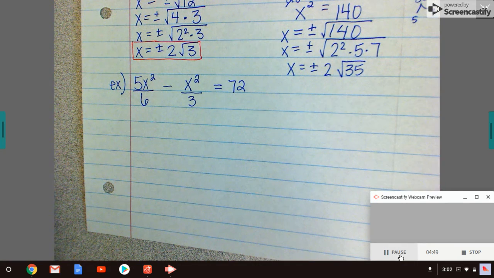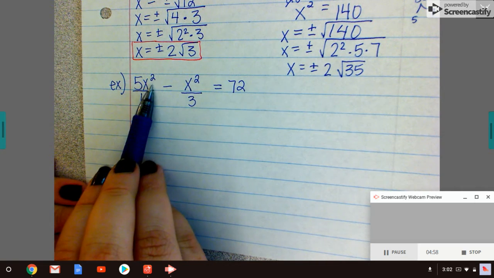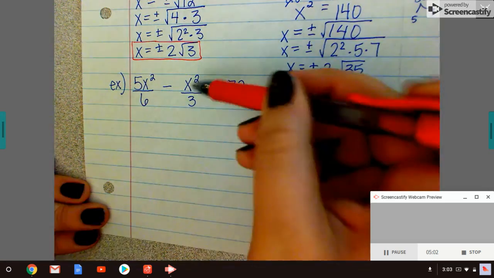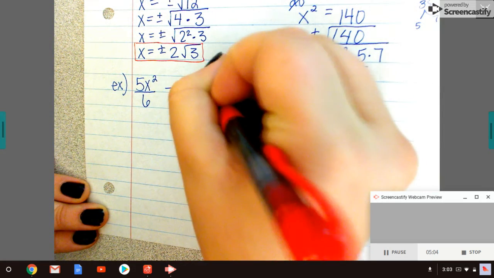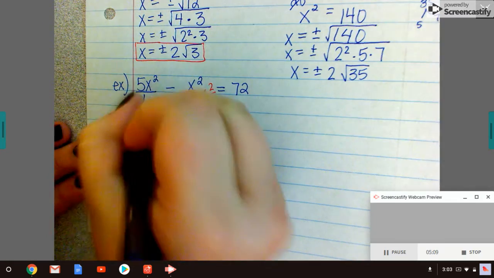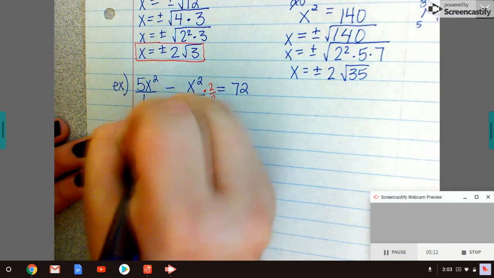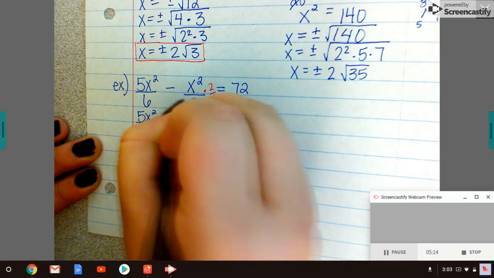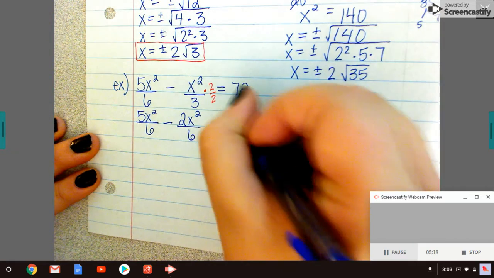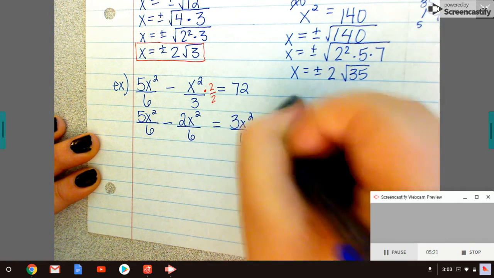In our last example, let's do one that involves some fractions. I've got 5x squared over 6 minus x squared over 3 equals 72. It'd be nice if I could combine these two as like terms, but right now their denominators are different. So let's make this one a 6 by multiplying by 2 over 2. We're multiplying by a special version of 1. Then I've got 5x squared over 6 minus 2x squared over 6, which I can subtract on the top. So 3x squared over 6 equals 72.